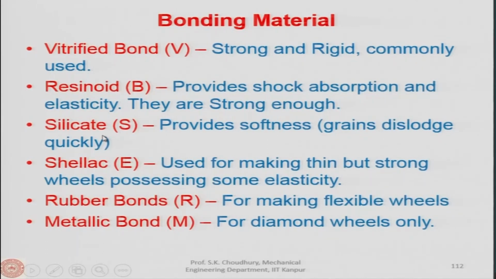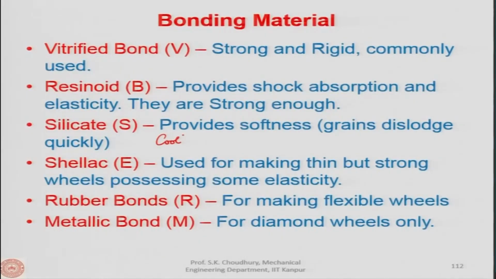Now, the silicate is a very important bonding material and very widely used in case of the grinding wheel, particularly when we need to have softness. Softness means the grinding wheel grains will dislodge quickly. When the grains dislodge quickly, that means the sharp grains will always be there, and once the sharp grains are on the surface, as I already told you, the power consumption and the force will be less. So, therefore, the temperature occurring will be less.